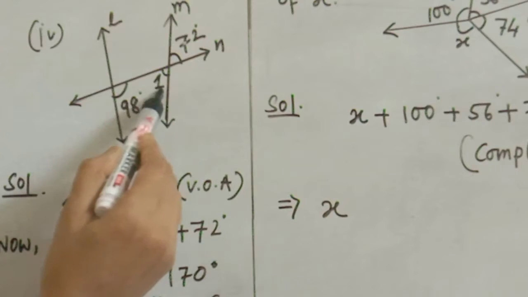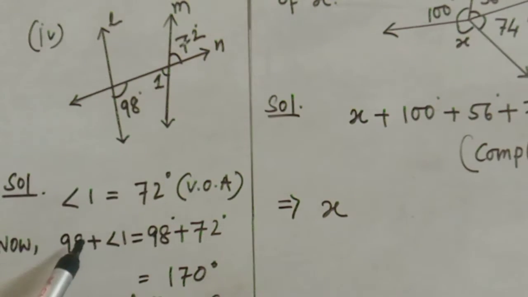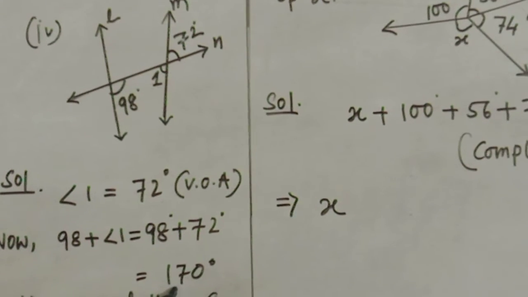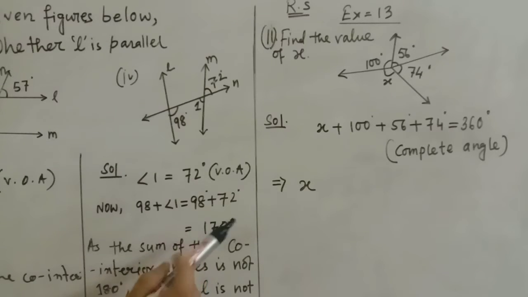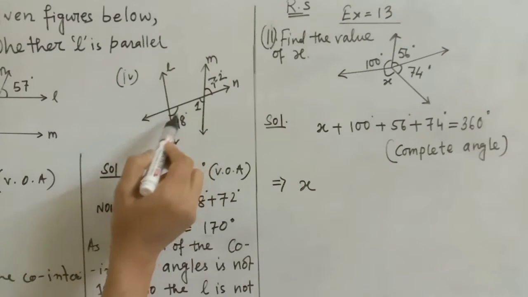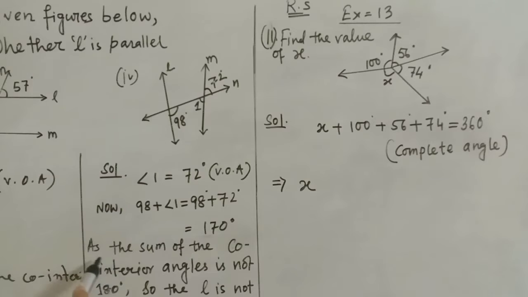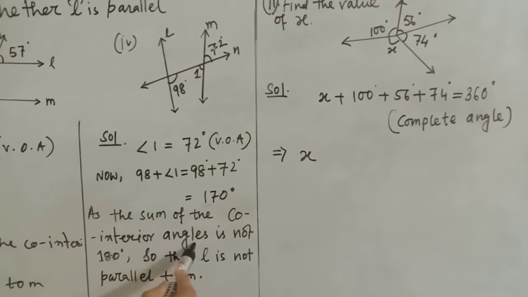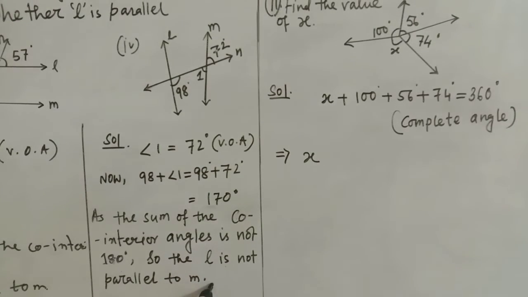Now these two angles are again in the position of co-interior angles, consecutive interior angles. Now add this: 98 plus angle 1, that is 98 plus 72, as the value of angle 1 is 72 now. If we add this, we can see that this is 170 degree. As it is not 180 degree, that is not supplementary, so the lines are not parallel. The lines which are holding these consecutive interior angles are not parallel. So I have written this reason also: as the sum of the co-interior angles is not 180 degree, L is not parallel to M.